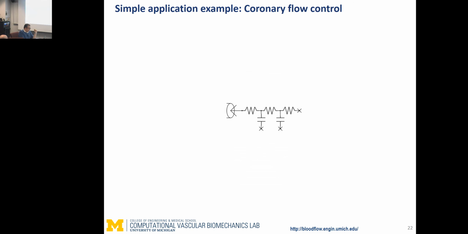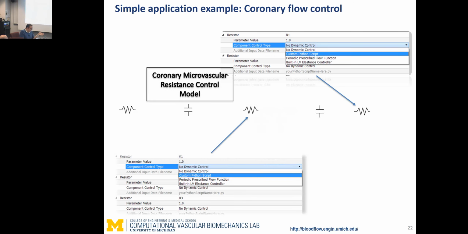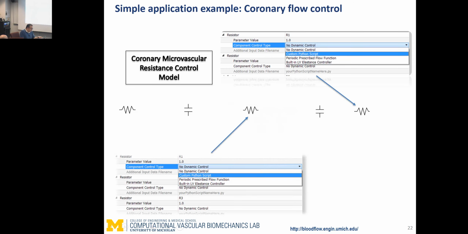So I'm just going to skip this. But you basically have, when you choose one given resistor, you can make it dummy. You can say, I'm not going to do any sort of transient simulations, it's going to have a fixed value. Or you can say, I'm going to write my own script that simulates a certain behavior that you know is happening physiologically. So this is very easy to do.